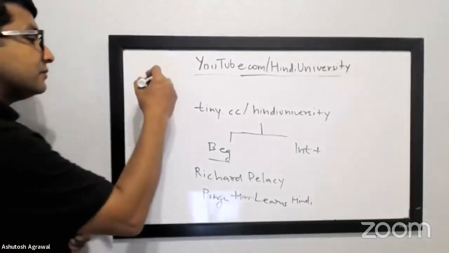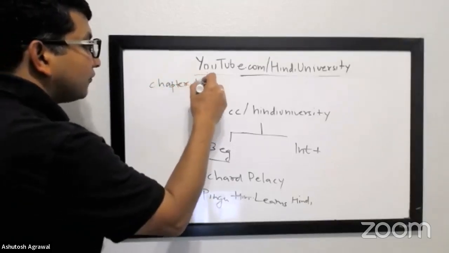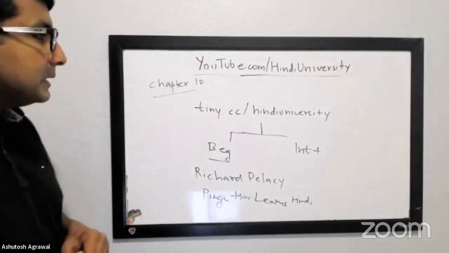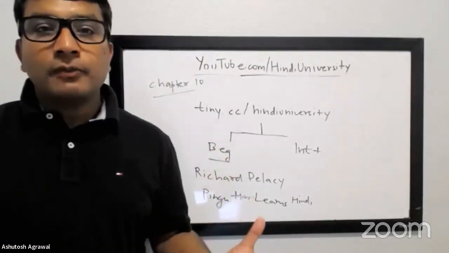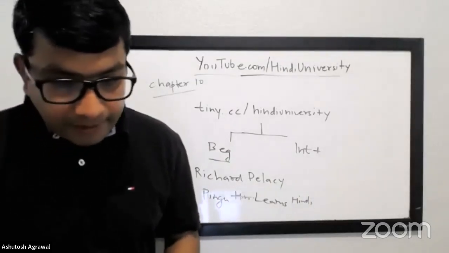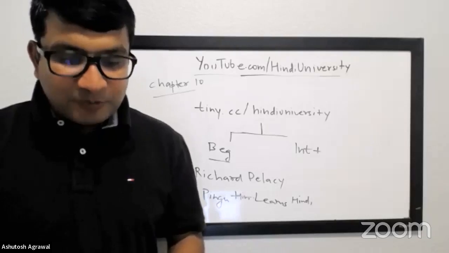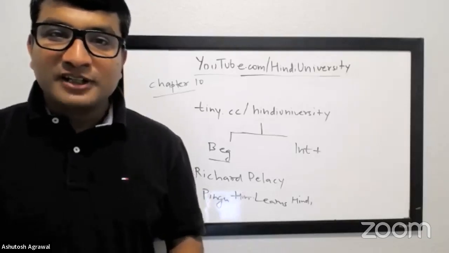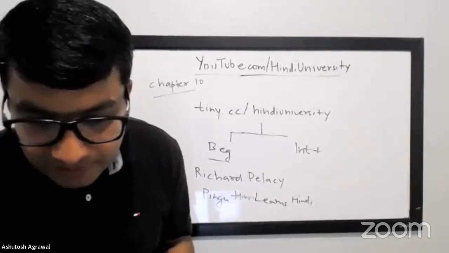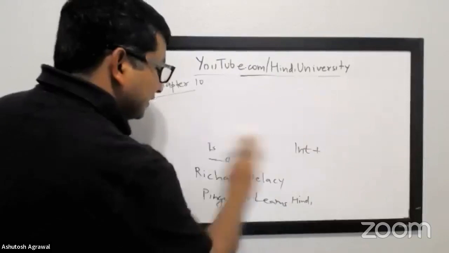We started a new chapter in the previous class from Richard Delacy's book, chapter 10. My goal for this class is to continue chapter 10. We'll start small as always and increase the complexity of the topic. Throughout the class I'll keep asking questions, and you should do the same. If you have any doubt, definitely ask. That's all the administrative stuff I have to cover.